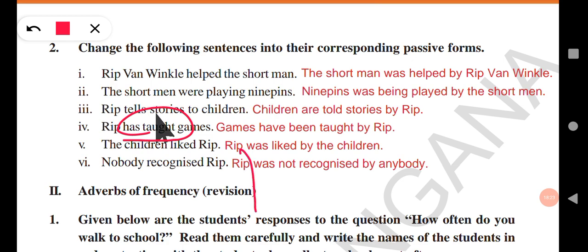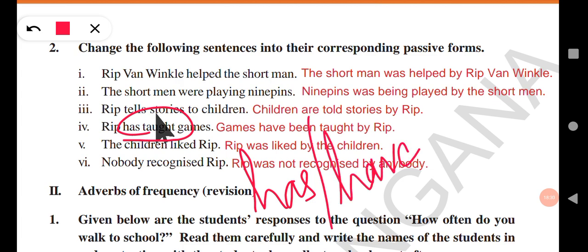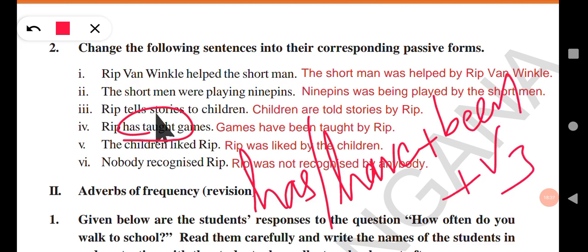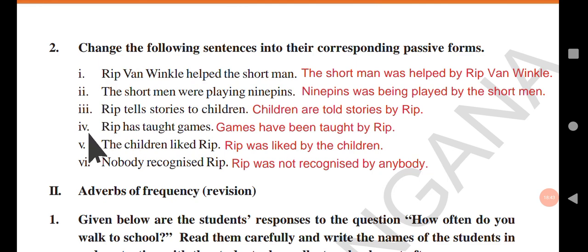When you change that into passive voice, you will get the structure as has or have plus been plus V3. Okay, notice the structure: have or has plus been plus V3. Now Rip is the subject that will change into object. Has taught is the verb and helping verb. Games is the object. So in the passive voice, games must be the subject. So games have or has? Games is plural, so you have to use have. Games have been taught, taught remains, that is V3. By whom? By Rip. So Rip has taught games. Games have been taught by Rip.